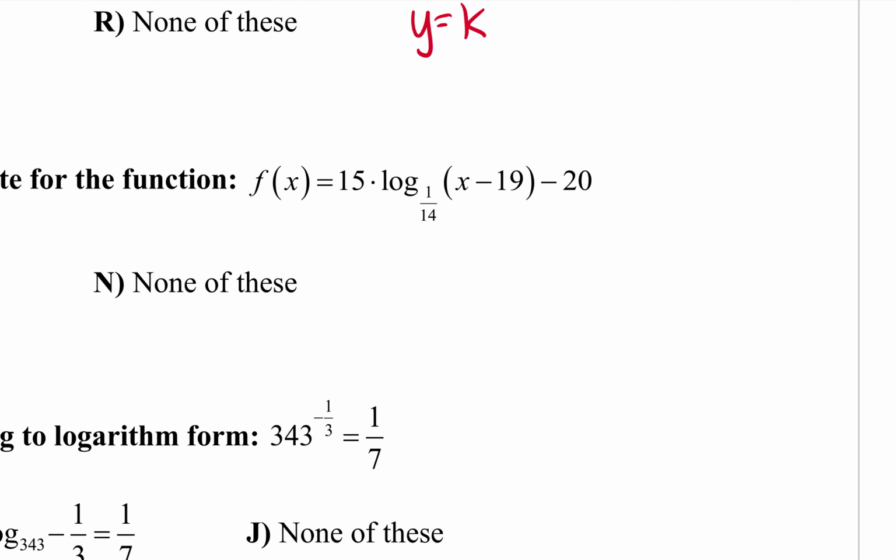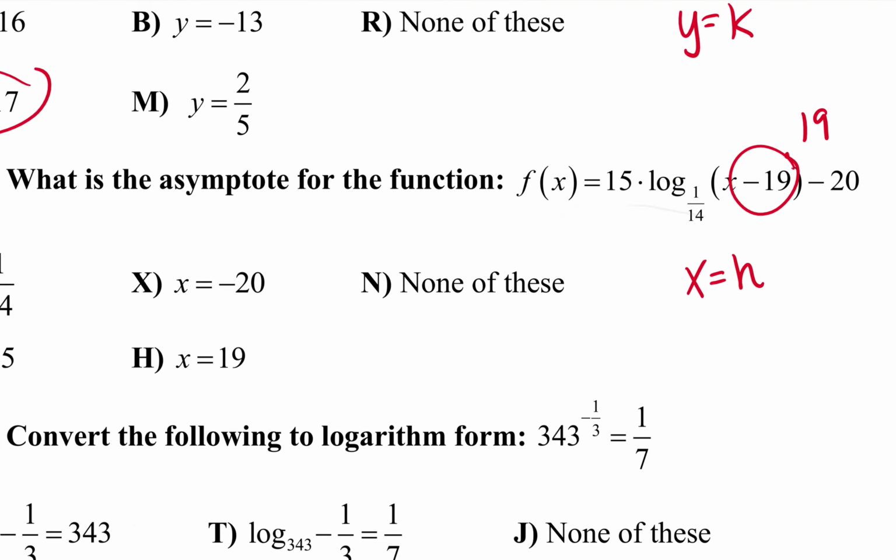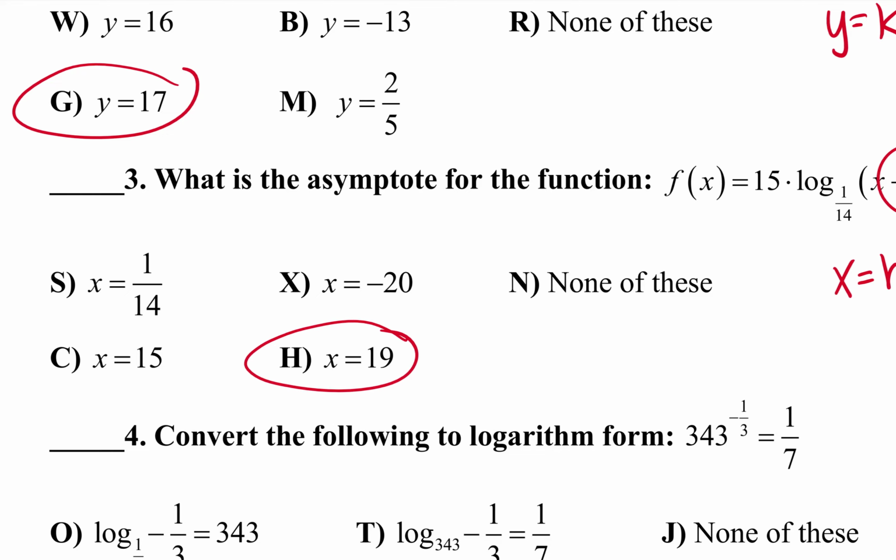Now, what is the asymptote for this function? Now it's a log. So for logs, my asymptote is x equals h. You have to remember, though, that h always flips. So there's h right there. So it's negative 19 would actually be positive 19. And there's positive 19 right there. So h.